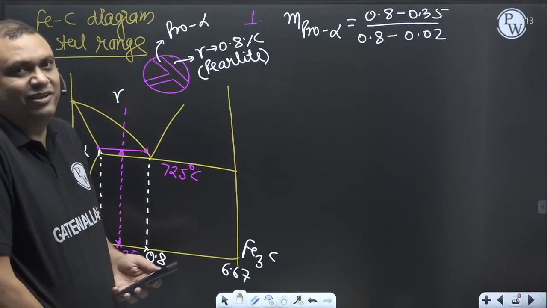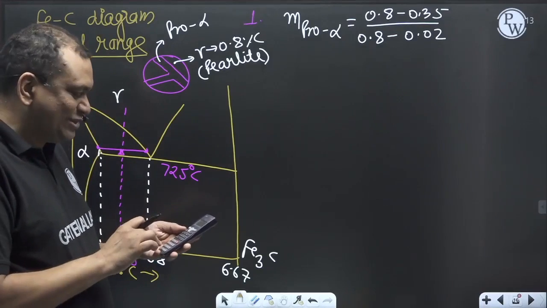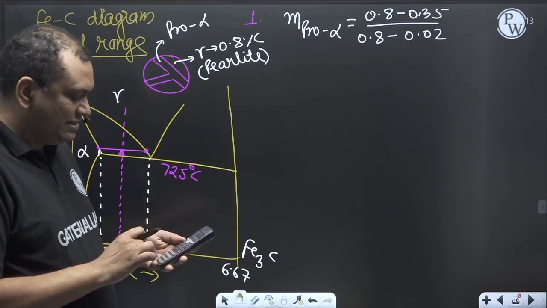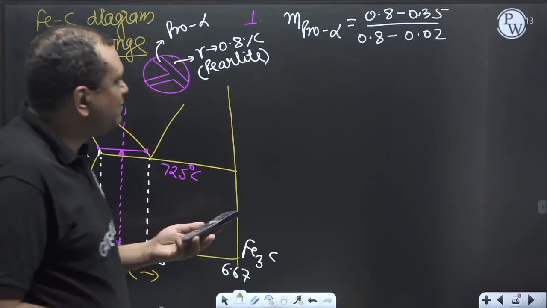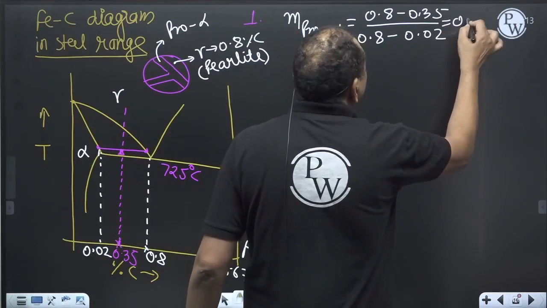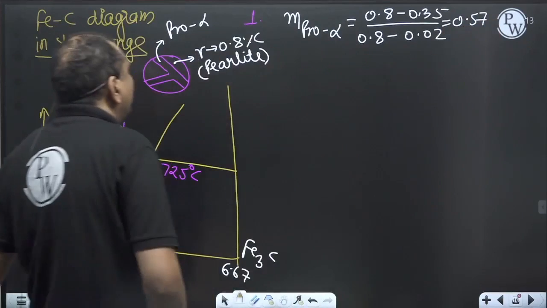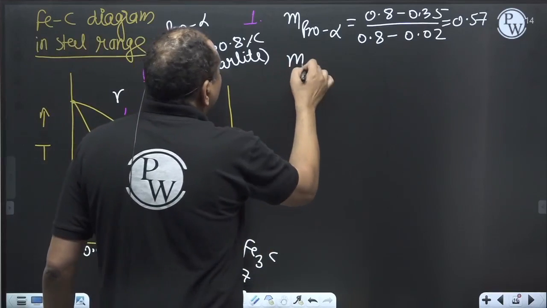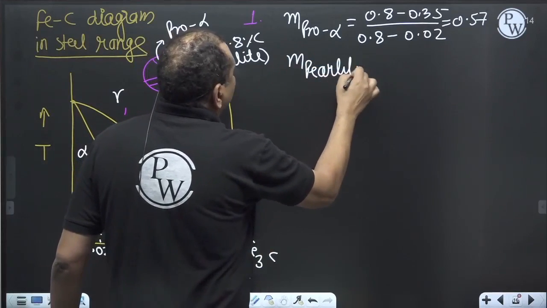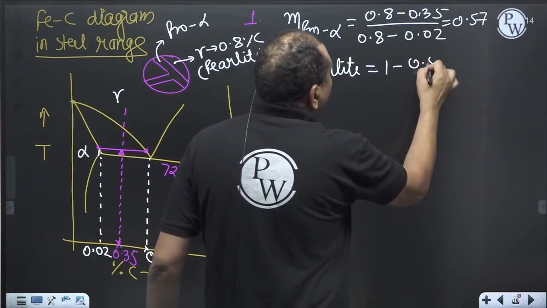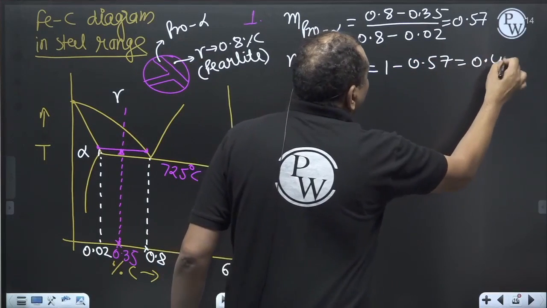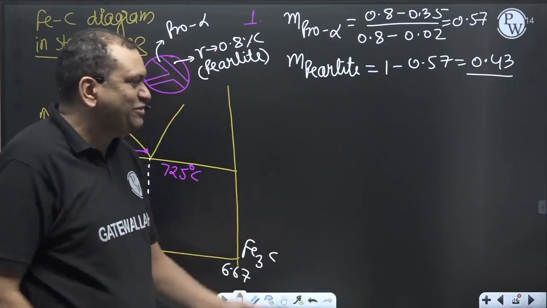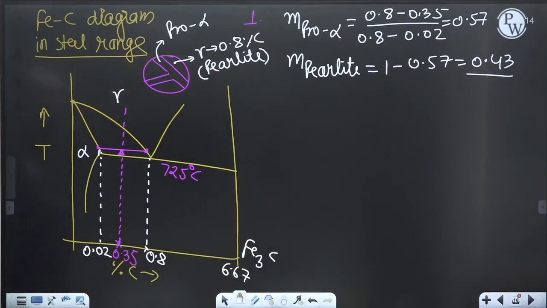Now onwards, I have not calculated. Okay, so I am also doing calculation along with you. You also do along with me. Divide by 0.78, let us say. It is 0.57. So balance will be pearlite. So mass fraction of pearlite will be 1 minus 0.57, comes out to be 0.43. A little bit of calculation we can do from our memory. Okay, we don't have to use a calculator. Okay, so that is one.